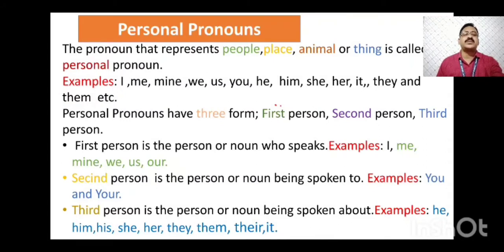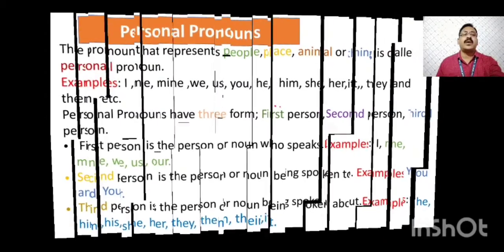Third person is the person or noun being spoken about, other than the first person and second person, whom they are talking about in the sentence. He, him, his, she, her, they, them, their, it. These are all pronouns used as third person. So I have differentiated all the pronouns as first person, second person and third person. Now we will move ahead.